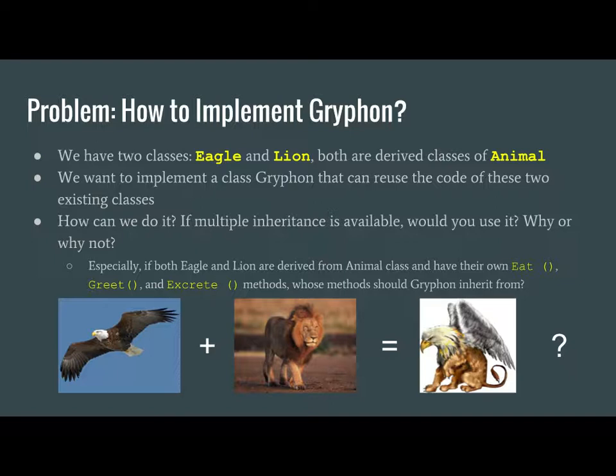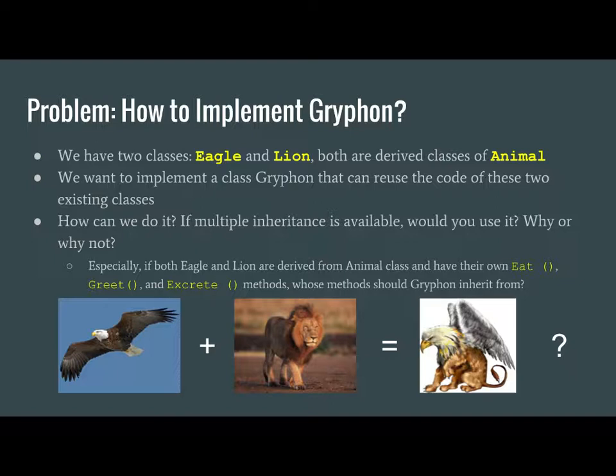So what we want to do is, let's see if multiple inheritance is available to us in C#, do we want to make Griffin inherit from both Eagle and Lion class? Especially consider the fact that both Eagle and Lion are derived from the base class Animal. So they have a common superclass, and then you want to create a Griffin which comes from Eagle and Lion.